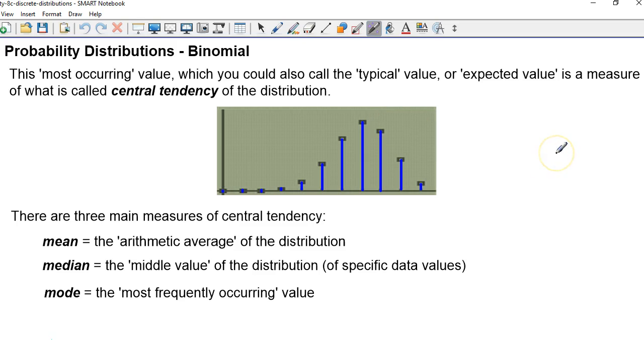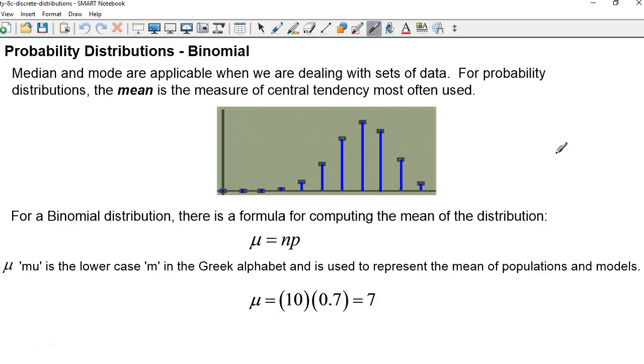Okay, so this most occurring value, which you could refer to as the typical value or the expected value, is a measure of what is called the central tendency of the distribution of probabilities. So there are actually 3 main measures of central tendency that we use for data sets or probability models. We could talk about the mean, we could talk about the median, or the mode. The mode is the most frequently occurring value. The mean is the arithmetic average of the distribution, and the median is the middle value of the distribution, and that's usually applicable only when we're talking about specific data values. Okay, so the median and the mode are more applicable when we're dealing with actual sets of data. For probability distributions, we tend to use the mean as the measure of the central tendency.